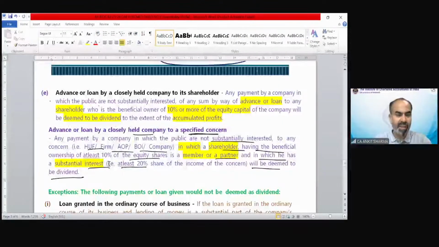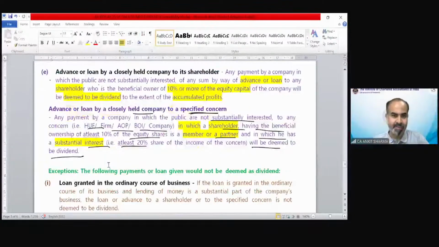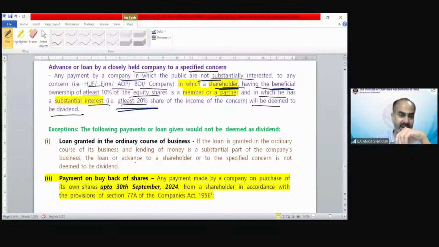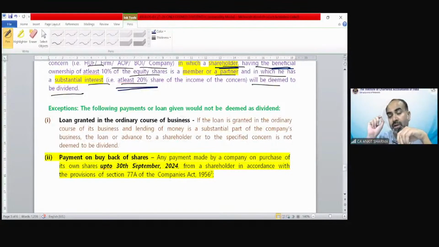Any payment by a company in which the public are not substantially interested, of any sum by way of advance to any shareholder who is the beneficial owner, etc. Advance or loan by a company in which the public are not substantially interested to any concern, HUF, AOP, BOI, in which a shareholder, the beneficial owner, that means more than 10%, has a substantial interest. So these will be treated as deemed dividend in the hands of that shareholder. Okay. There are some exceptions. In some cases, this provision would not apply.